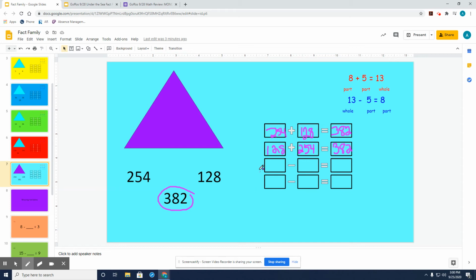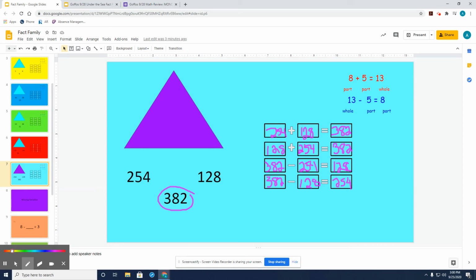So then subtraction, I know I start with my largest number, so my 382. And then I put in my part. So 382 minus 254 is equal to 128. And then for this last number sentence, I can just flip those parts. So 382 minus 128 is equal to 254.